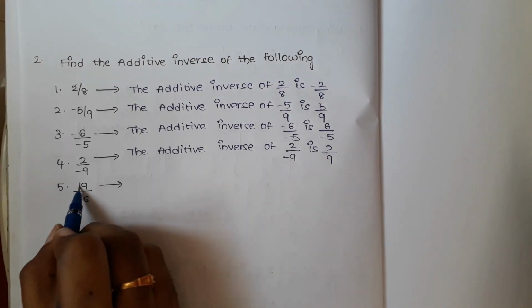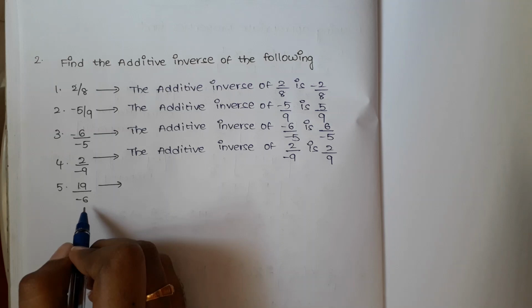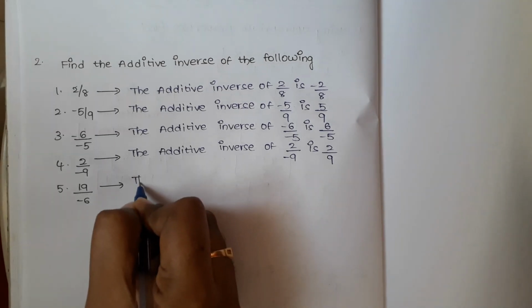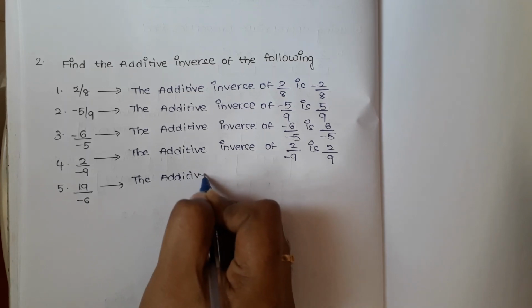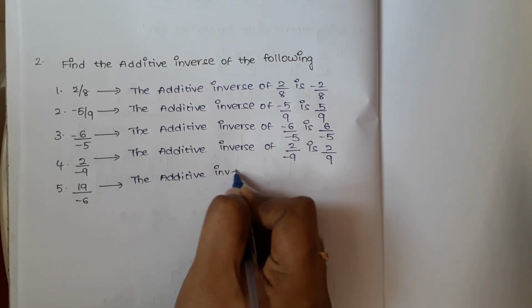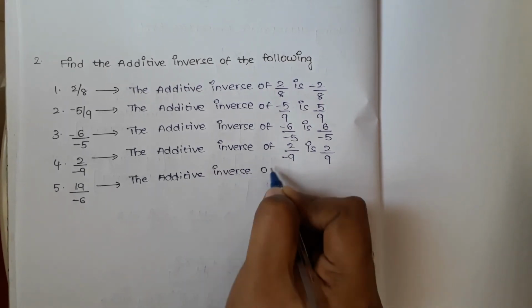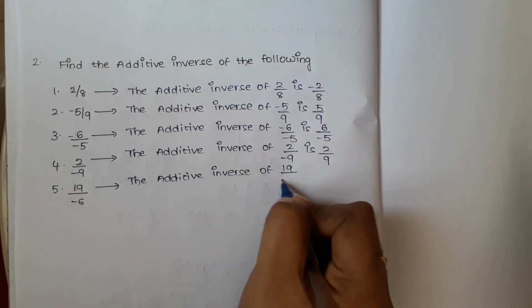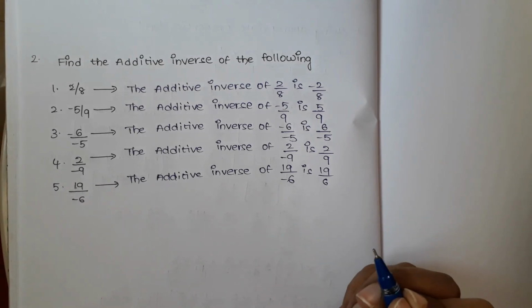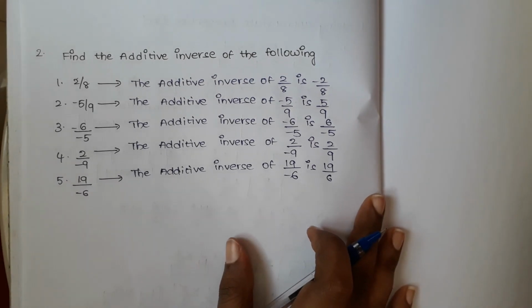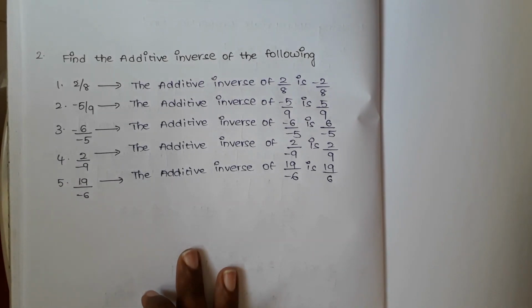And the next one is 19 by minus 6. The additive inverse of 19 by minus 6 is 19 by 6. And next we will solve the third problem.